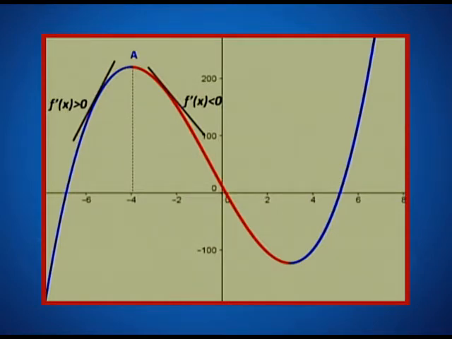In such cases, we say that at a, the maximum value is being attained. So, the local maximum value is being attained at x is equal to a, and the point on x axis corresponding to a, that is x is equal to negative 4, becomes the point of local maxima.